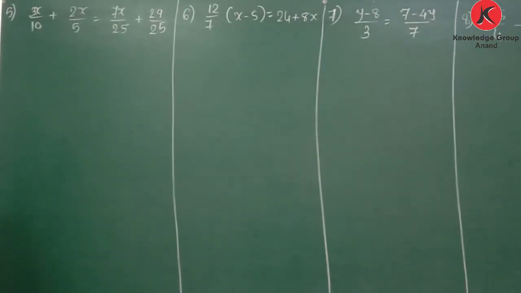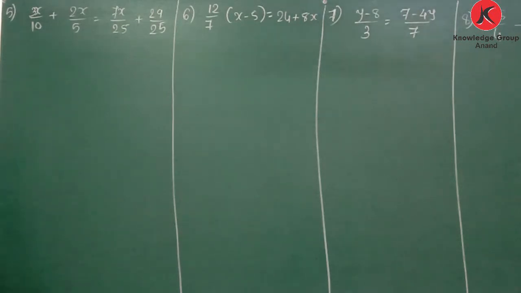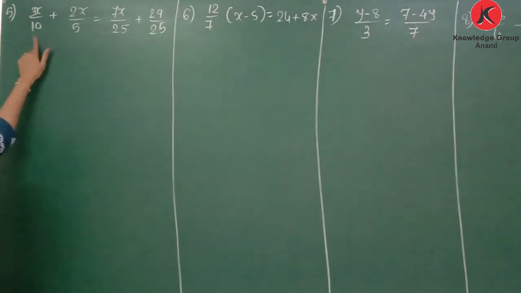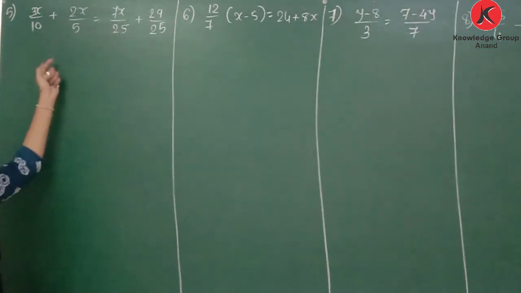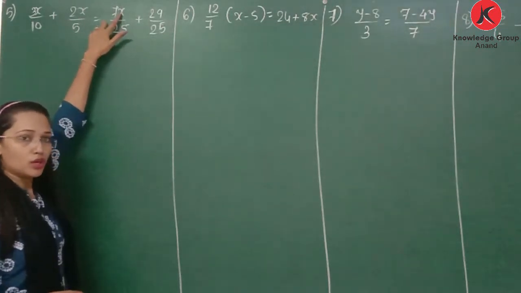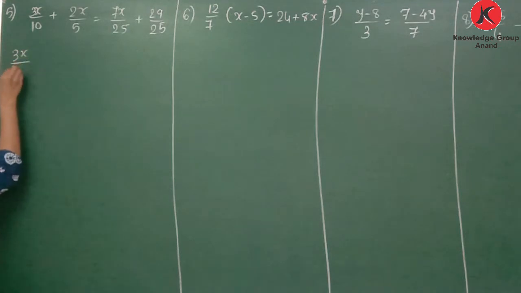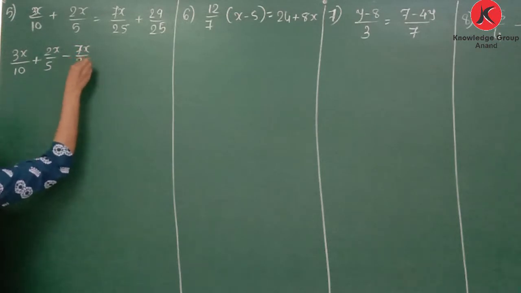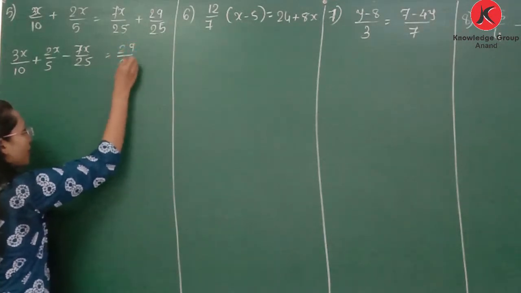Now let's take the next example. 3x divided by 10 plus 2x divided by 5 is equal to 7x divided by 25 plus 29 divided by 25. So here again you can take the LCM, or you can move 7x divided by 25 from right to left because it is the term with the variable. So if we take the terms with the variable on one side, then we have 3x divided by 10 plus 2x divided by 5 minus 7x divided by 25. Because here it is plus, on the left side it becomes minus 29 by 25.